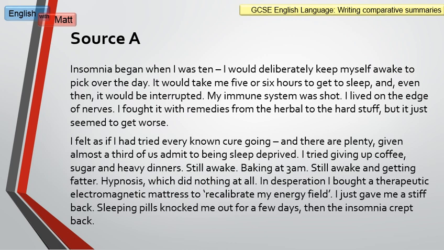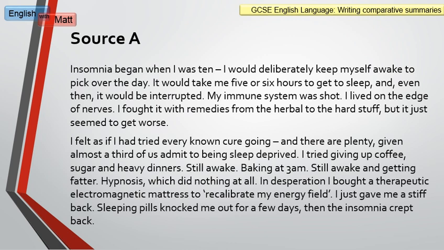As you're reading, it's important to have a highlighter in hand to start highlighting or circling or putting a star next to the things you want to quote from, because this is a question where you need to be quoting evidence from the texts. So this is what the writer of source A says.